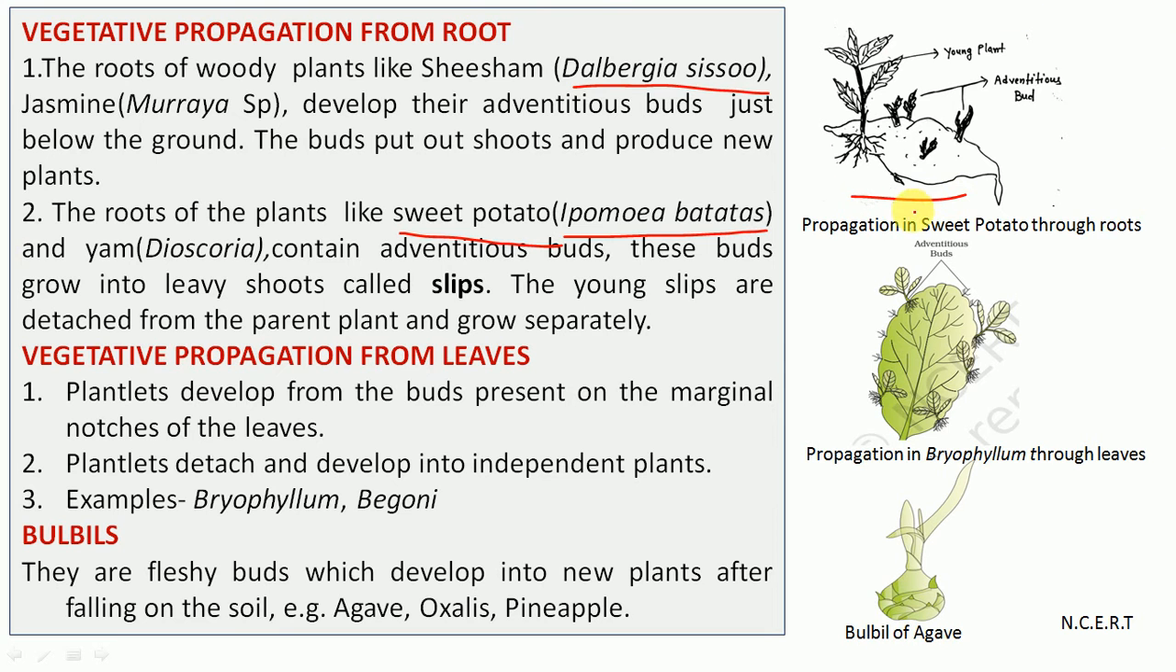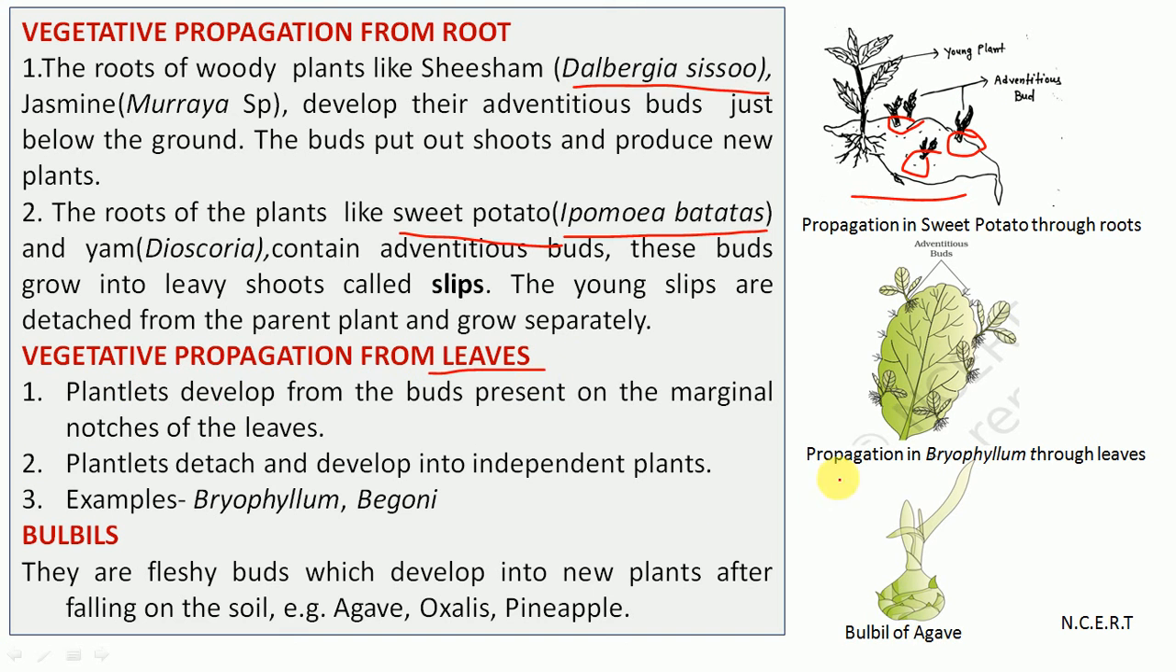of sweet potato. So you will find here are the buds, and these buds are radical type buds, and here only the nodes are present from where the adventitious buds arise, from where the young plant will grow. Now the next one, the vegetative propagation from leaves.